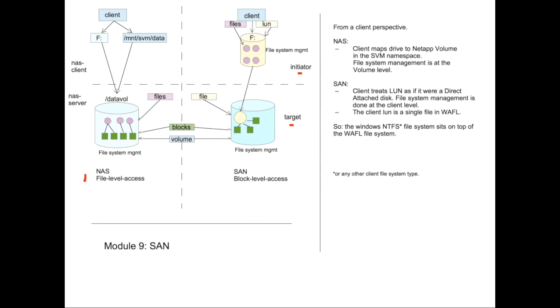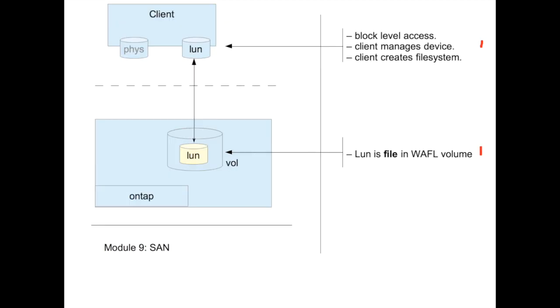So the major difference is the administrative power that a client has over a file system or not. So in summary, a LUN is a file in a WAFL volume. The LUN is mapped to the client. The client has block level access, can manage the device, and for example create a file system.